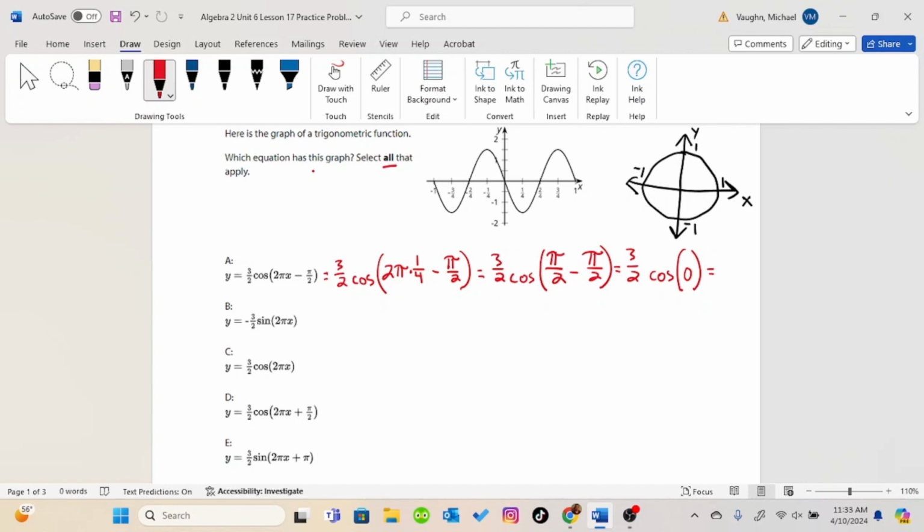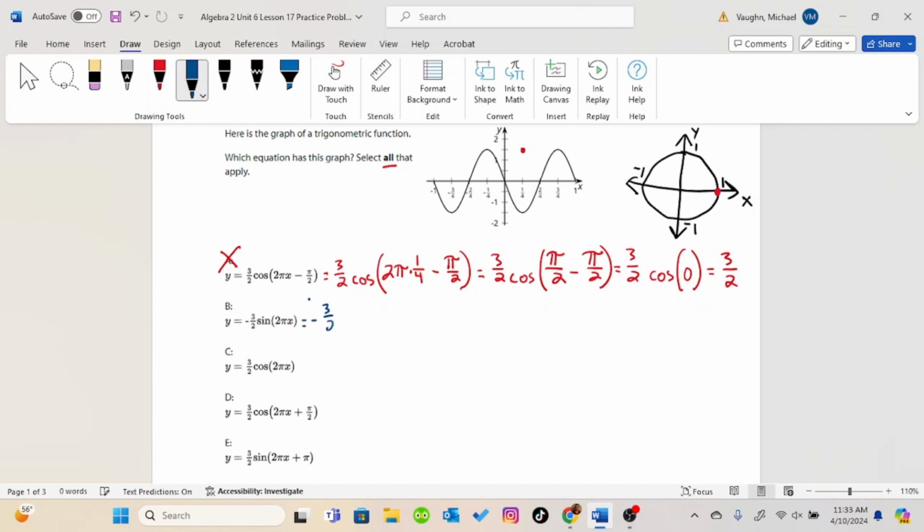And since cosine is our x value, we can see that the x value at 0 is 1. So 3/2 times 1 is 3/2. So we should see a value up here at 3/2, but we don't. So A is not correct. Now we can check B.